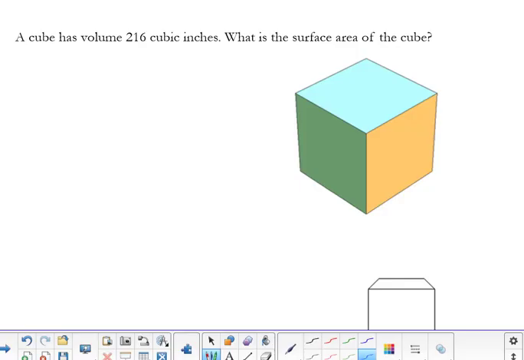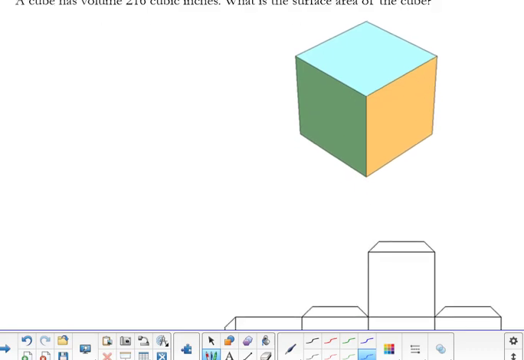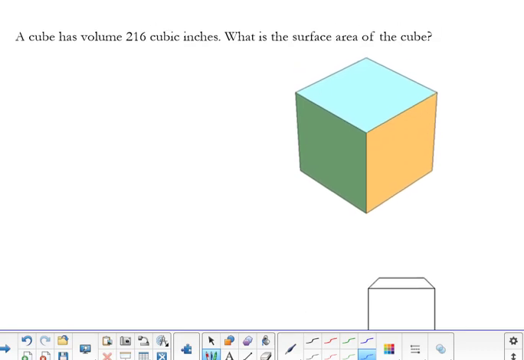And here we are for the last question for lesson 3.2. So what we want to do here is a cube. We're told some information. Here's a cube. A cube is just a block, something like a die. It has a volume of 216 cubic inches. And we're asked for what is the surface area of the cube.